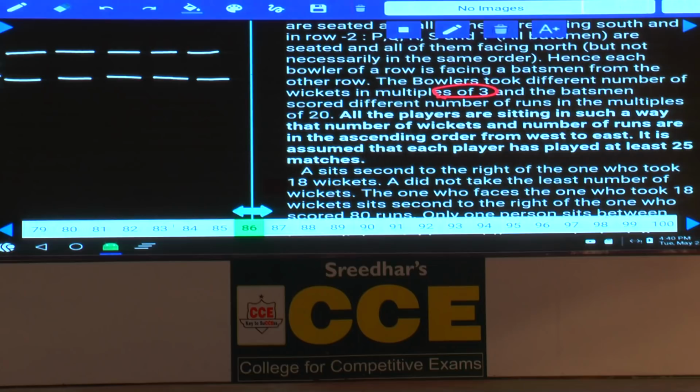Now, the bowlers' wickets must be multiples of 3, and the batsmen scored different number of runs in multiples of 20. And all the players are sitting in such a way that the number of wickets and the number of runs are in the ascending order from west to east. Now, this is very crucial information. All these persons are seated in the ascending order according to the value. Then it is assumed that each player has played at least 25 matches.